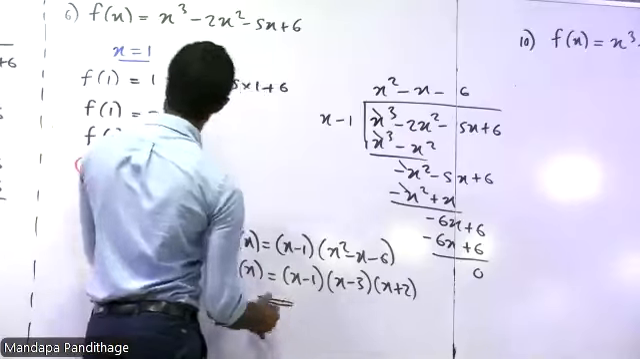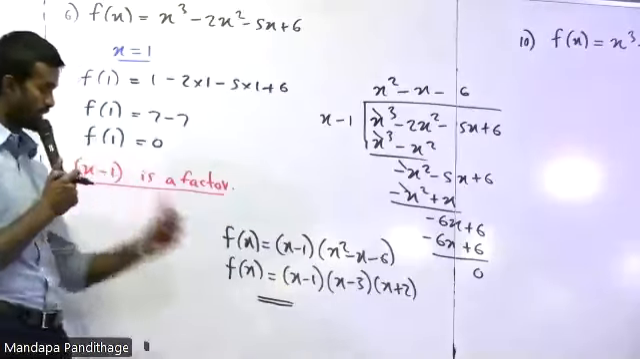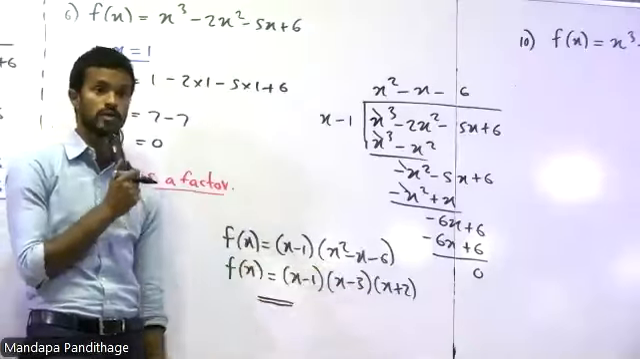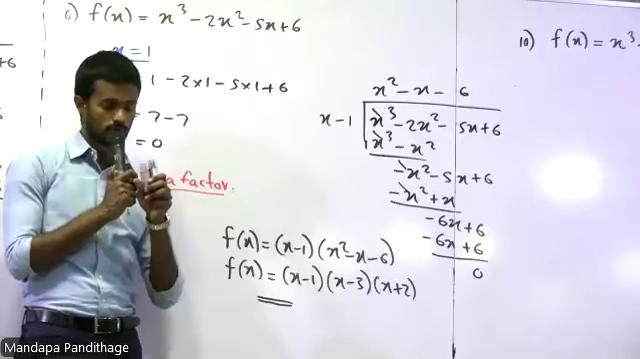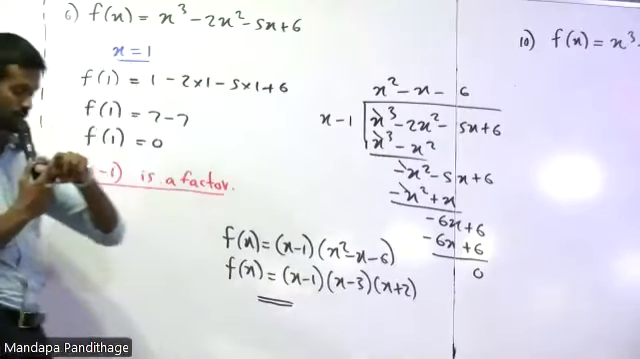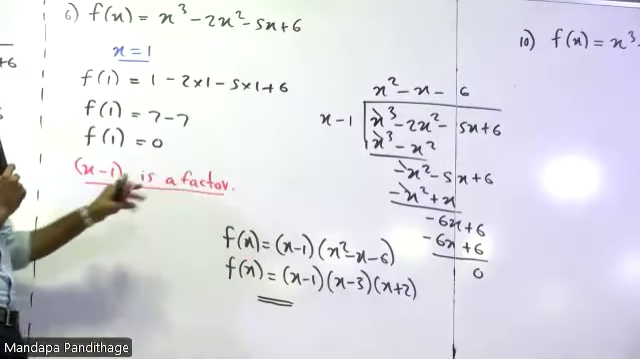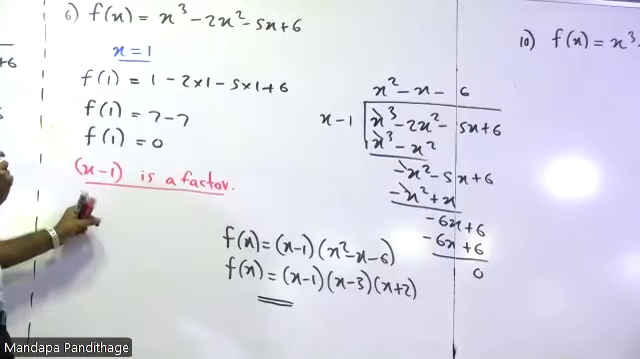Okay, now look at this. Hands up who got this answer. Question number 6: x minus 1, x minus 3 and x plus 2. Hands up who got that? Okay, now tell me. Out of the ones who got the answer, hands up if you got x minus 1 as the first factor.